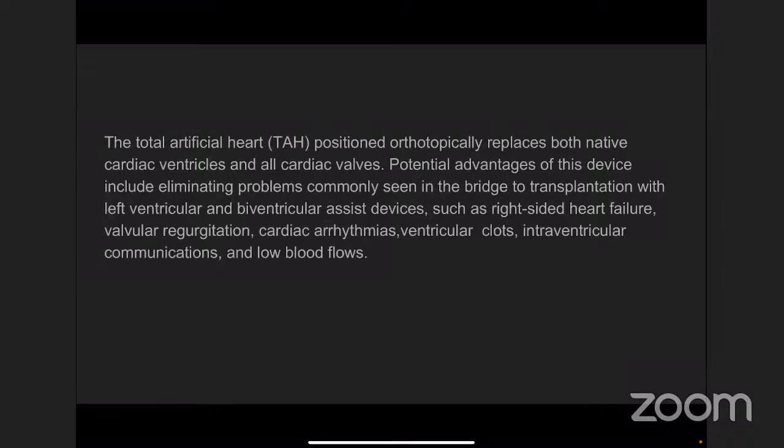The total artificial heart is positioned orthotopically and replaces both native ventricles and or cardiac valves. The potential advantage of this device is elimination of the problems commonly seen in bridging to transplantation with left ventricular or biventricular assist devices, such as right heart failure, valvular regurgitation, cardiac arrhythmia, ventricular clots, or intraventricular communication, and low blood flows.